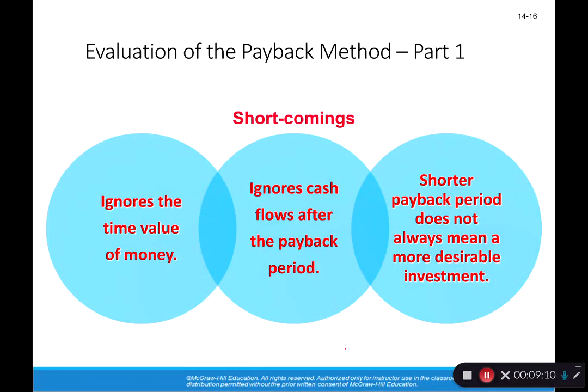Why? Well, there's several shortcomings of the payback method. One is it ignores time value of money, so it treats all of those future cash flows as if they were received on day one, which isn't the case. It also ignores the cash flows after the payback period, and that's what we saw in the quick check, where we had the payback period quicker in the first opportunity, but no cash flows after that. In the second opportunity, we had cash flows after, so that's an actual better opportunity, but according to the payback, the 2-year payback period was better than 2.2. Shorter payback period then does not always mean a more desirable investment. So that's why payback period is a good starting point, but it's not the best way to screen investments.